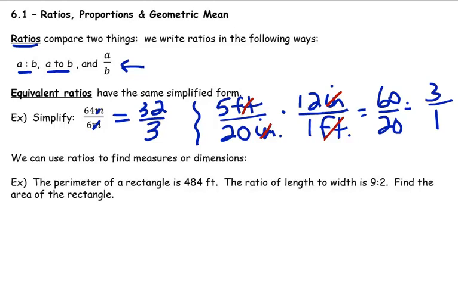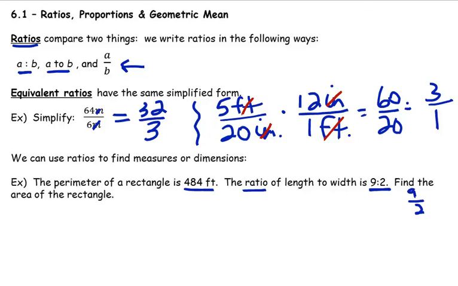Now, in the next example, we're going to also look at how to use ratios to find measures or dimensions. The perimeter of a rectangle is 484 feet, and the ratio of the length to the width is 9 to 2. That's the ratio. Now, what that means is that when I put the length over the width in fraction form, it would reduce to 9 over 2. Okay, that's going to reduce to 9 over 2.